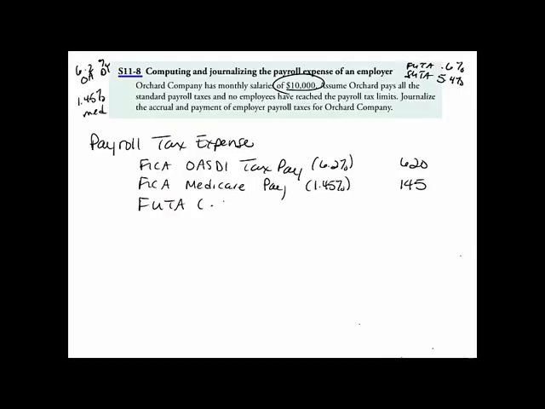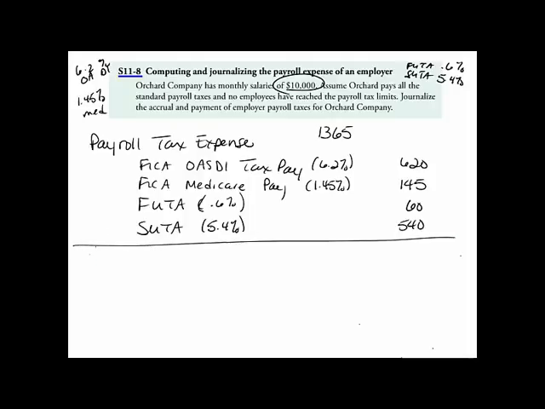Then I will have the federal unemployment. So that'll be 0.6%, and they're saying everybody's still under the 7,000. So that'll be of the whole payroll there. So that's $60. And then the state unemployment will be 5.4%. So that's $540. And so those are my four taxes. So I add those up, and my total payroll tax expense then is $1,365.